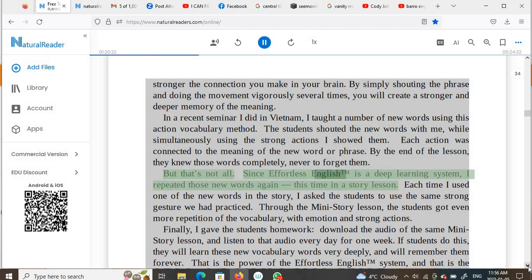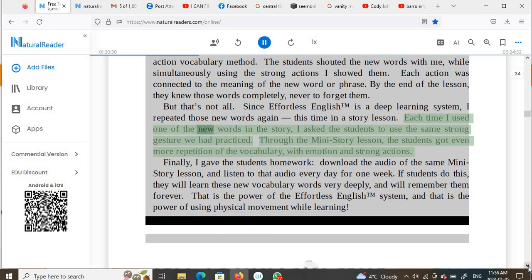Since Effortless English is a deep learning system, I repeated those new words again, this time in a story lesson. Each time I used one of the new words in the story, I asked the students to use the same strong gesture we had practiced. Through the mini-story lesson, the students got even more repetition of the vocabulary, with emotion and strong actions.